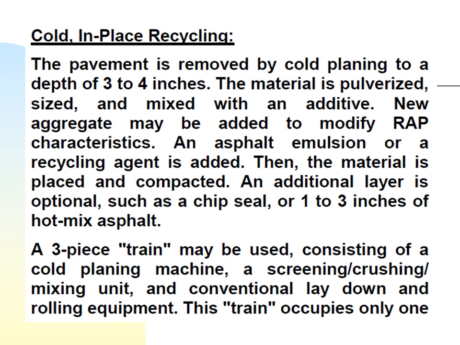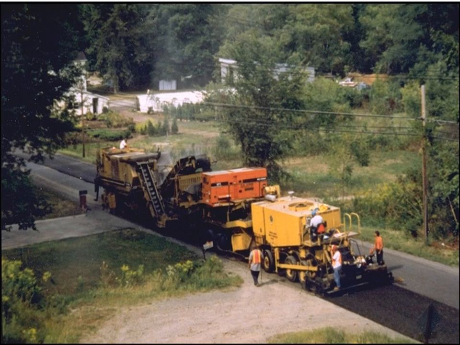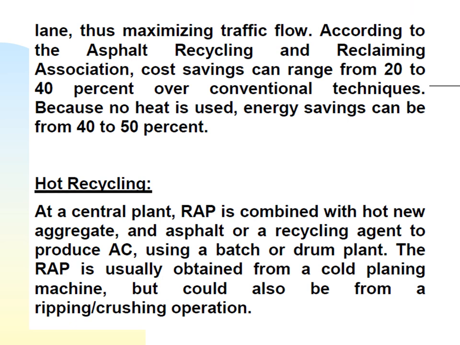Well, this is the train that I was discussing on the previous slide. So this train will occupy one lane, thus maximizing traffic flow. According to the Asphalt Recycling and Reclaiming Association, cost savings can range from 20 to 40% over conventional techniques because no heat is used. Energy saving can be from 40 to 50%.